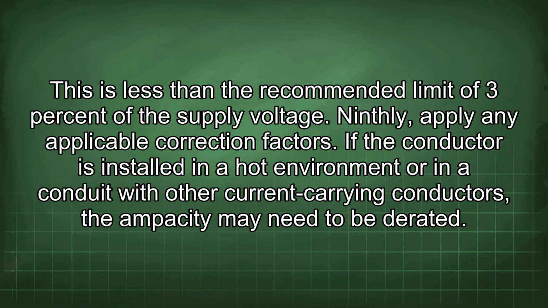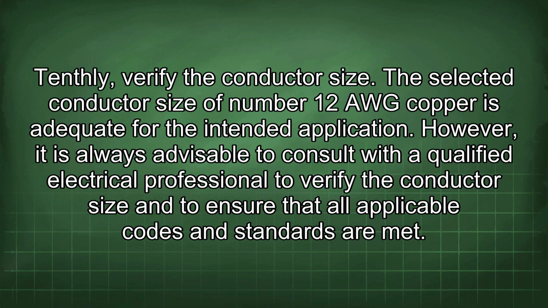Ninthly, apply any applicable correction factors. If the conductor is installed in a hot environment or in a conduit with other current-carrying conductors, the ampacity may need to be derated. Tenthly, verify the conductor size. The selected conductor size of number 12 AWG copper is adequate for the intended application. However, it is always advisable to consult with a qualified electrical professional to verify the conductor size and to ensure that all applicable codes and standards are met.